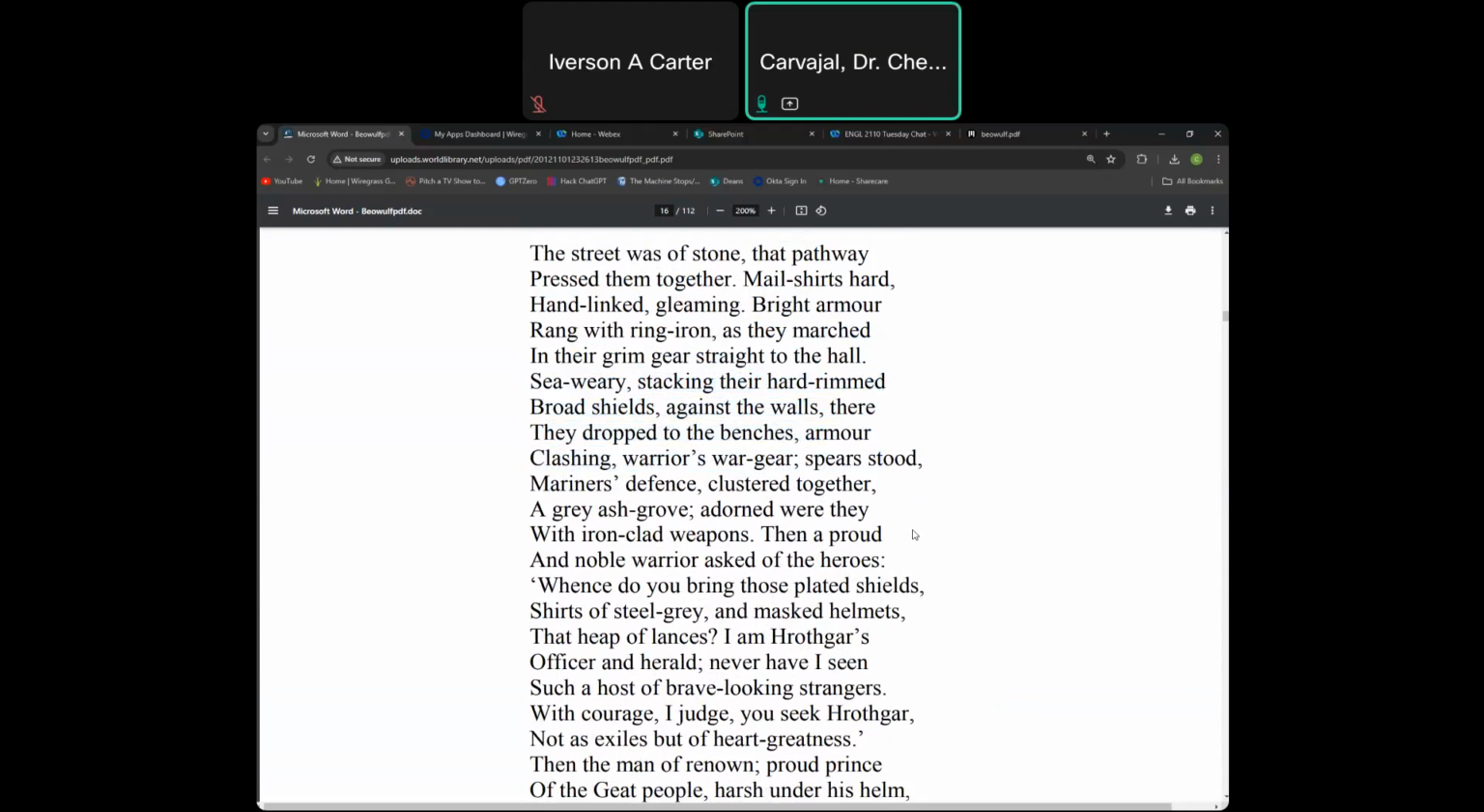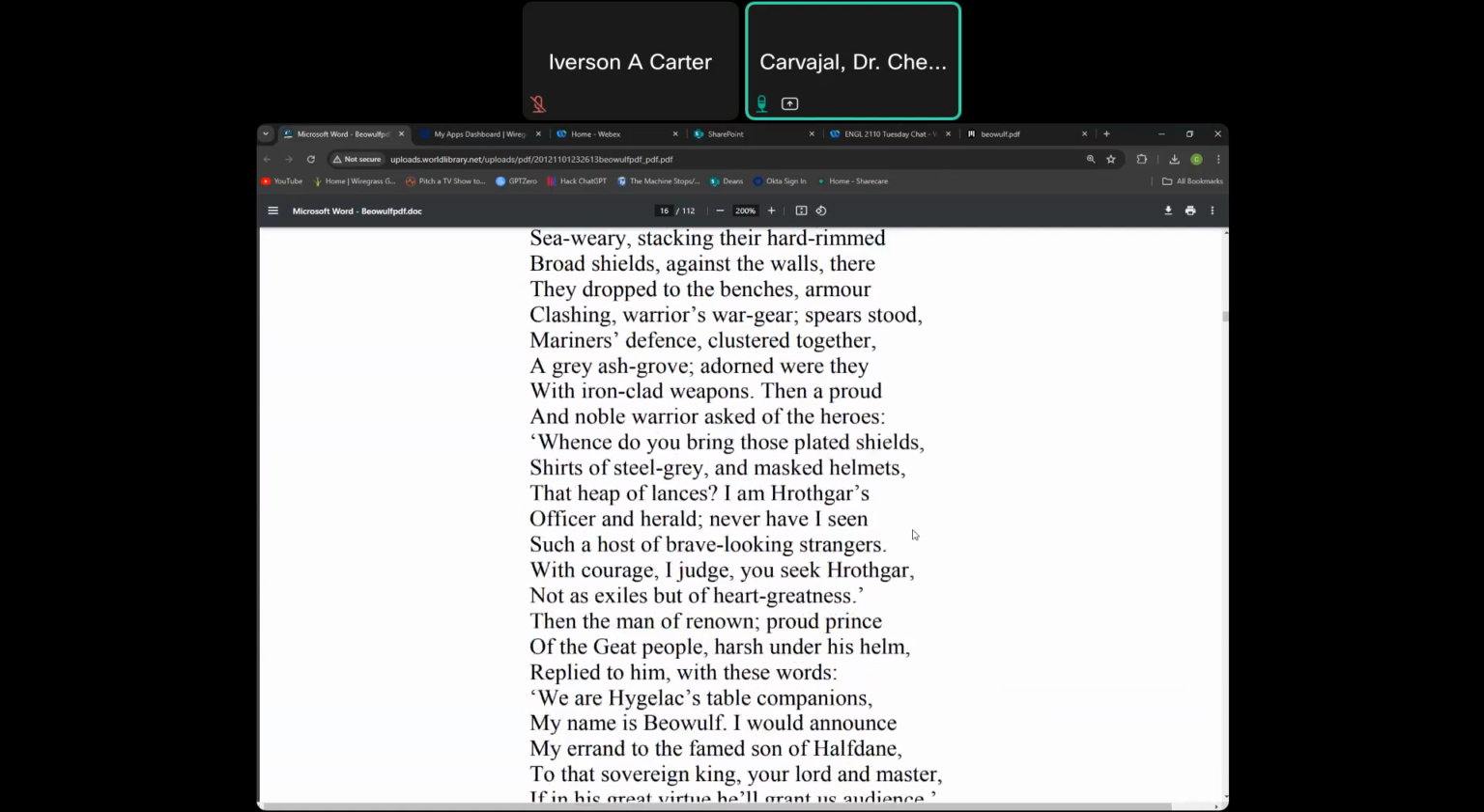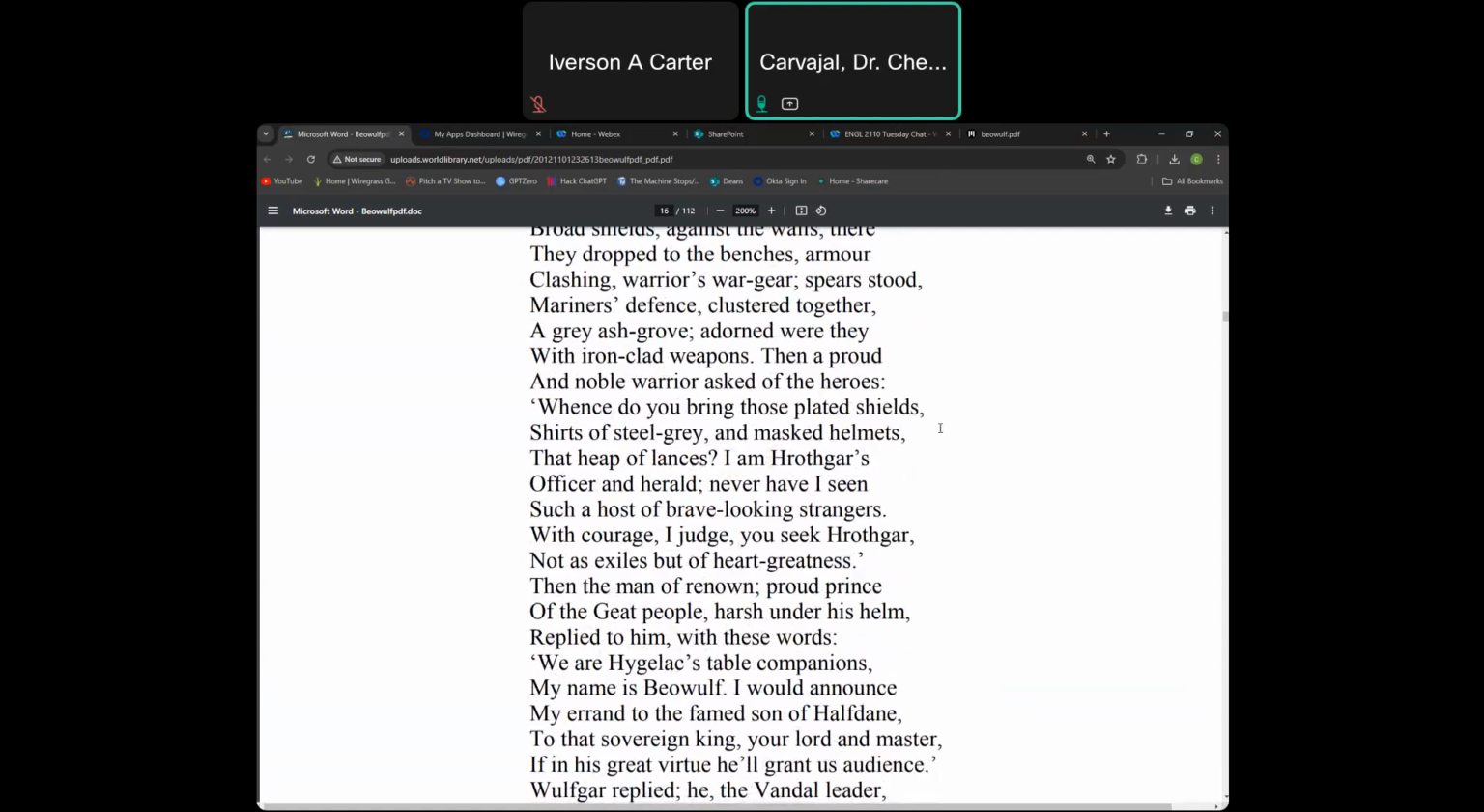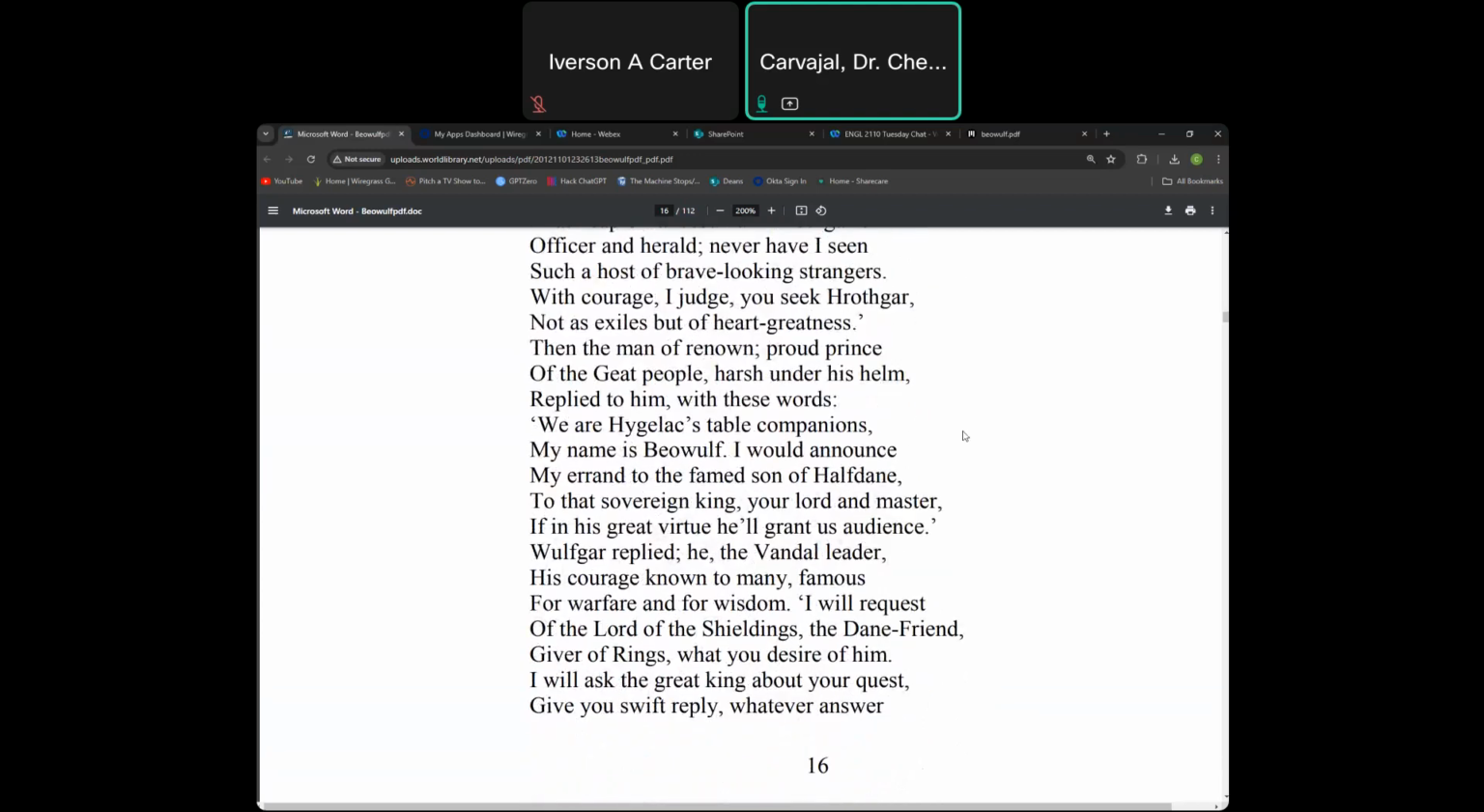But they come in, still clad in armor and everything. Then a proud and noble warrior asked the heroes. One of the Dane warriors asked them, "Why are you coming in all armed?" And he says, "I'm Hrothgar's officer and herald, and I've never seen such a host of brave-looking strangers." So again, they get compliments. Wow, you guys look pretty awesome.